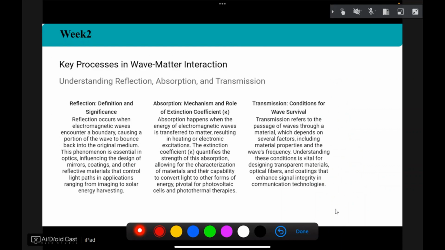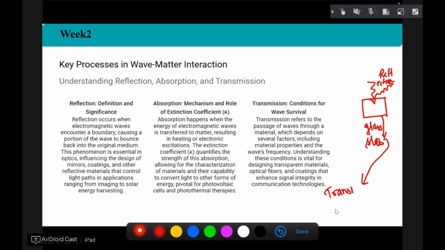So first of all, we will review the lectures regarding that, and then we'll solve our assignment too. First, the key processes in wave-matter interaction. We can understand what happens when light interacts with our medium. Suppose we have some glass slab, and light is coming in. Then either it can reflect back, or it can transmit.